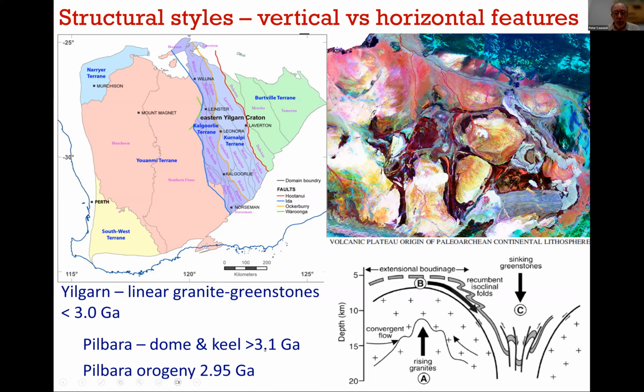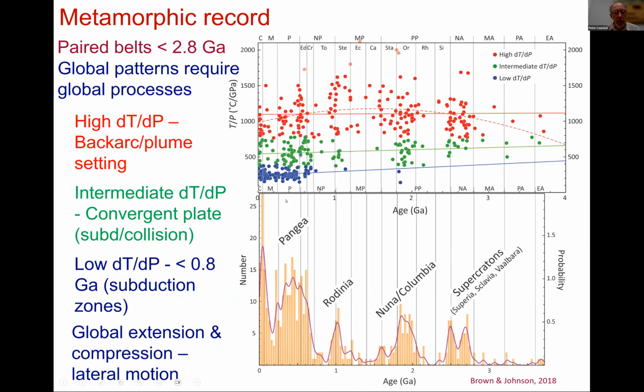And so for the Pilbara, we think there were dome and keel structures for rocks older than 3.1 billion years. Then there is a significant change in the Pilbara at about 3 billion years ago. You saw that change I mentioned in the mafic geochemistry to more subduction zone type geochemistry. We see more linear type features develop in the Pilbara in its later history. So there seems to be a change in the character of that and some other cratons as well.